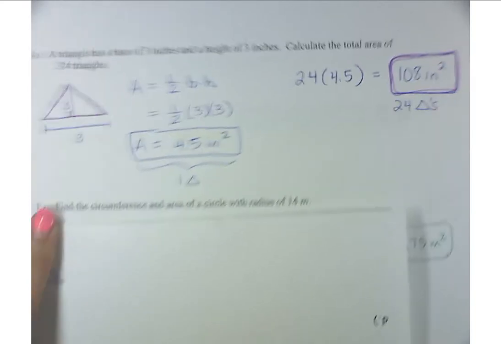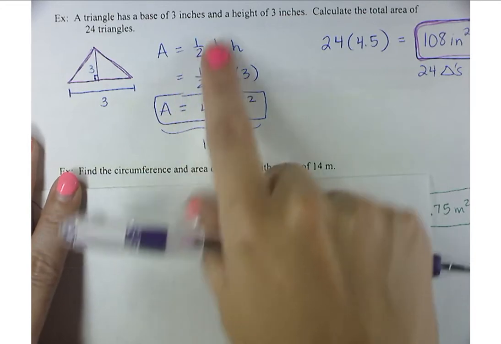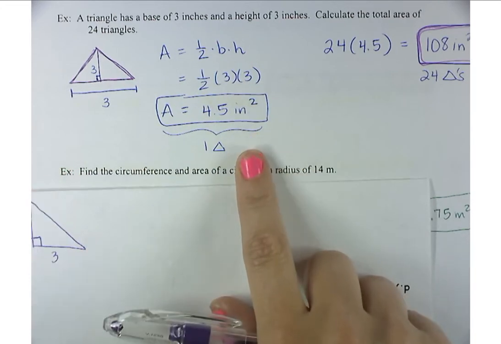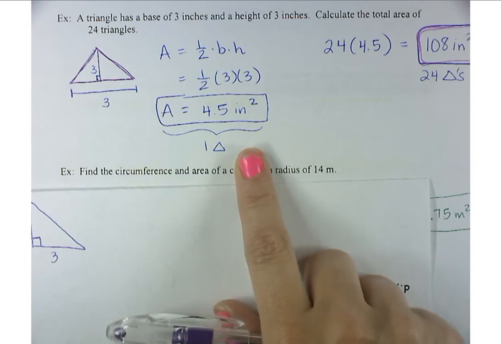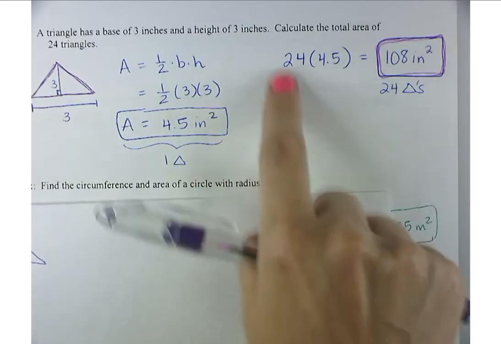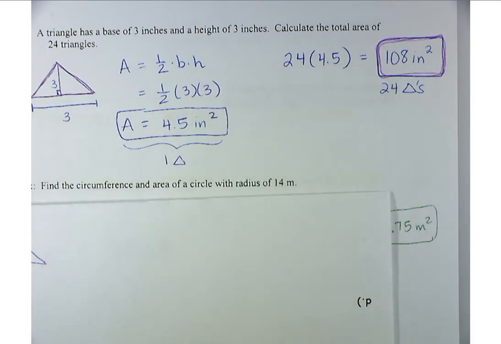Okay, so to find the area of the triangle, we're gonna use 1/2 times base times height. We're given the base and the height in this situation, so we are able to calculate that easily. And then from there, once you know the area of one triangle, you can multiply by 24 to find the area of 24 triangles. Okay, how did that one go?